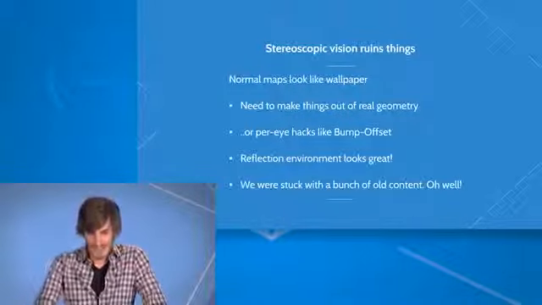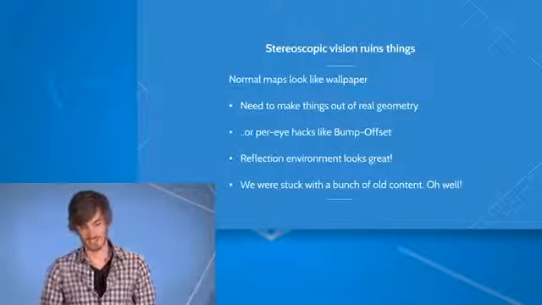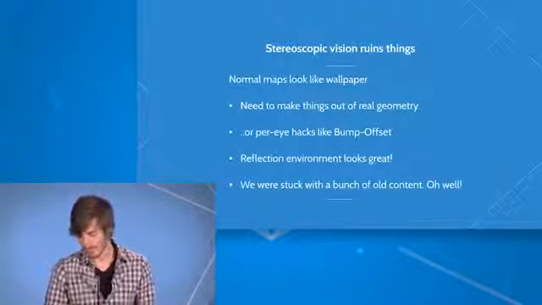Stereoscopic vision ruins things. Normal maps look like wallpaper. They don't look the same as they used to. There's this whole visual language of graphics rendering that we've used over the last few years that no longer works. So we have to build things out of real geometry. Some things do work really well, like bump offset, which works surprisingly well since it works per eye. And the reflection environments look great since that's calculated per eye. The one caveat to normal maps looking like crap is that they actually interact really well with the reflection environment.